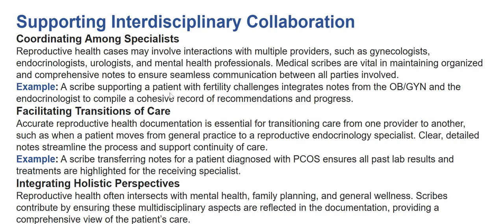Example: a scribe supporting a patient with fertility challenges integrates notes from the OB-GYN and the endocrinologist to compile a cohesive record of recommendations and progress, facilitating transitions of care. Accurate reproductive health documentation is essential for transitioning care from one provider to another, such as when a patient moves from general practice to a reproductive endocrinology specialist. Clear, detailed notes streamline the process and support continuity of care.